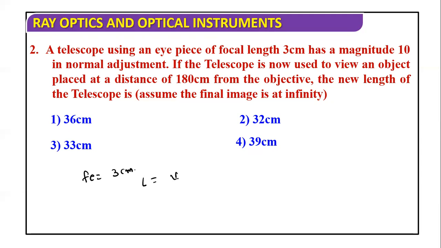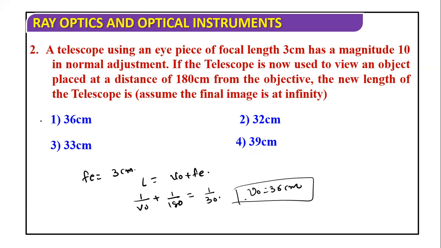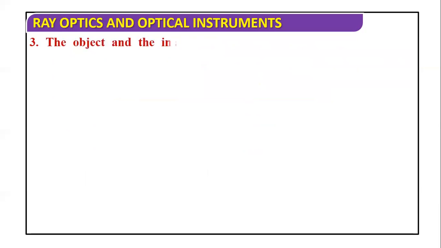L is given by v0 plus fe. And using the lens formula, we can write 1 by v0 plus 1 by 180, the object distance being negative, is equal to 1 by 30. Solving this, we will get v0 is equal to 36 centimeter. So the first option is correct.